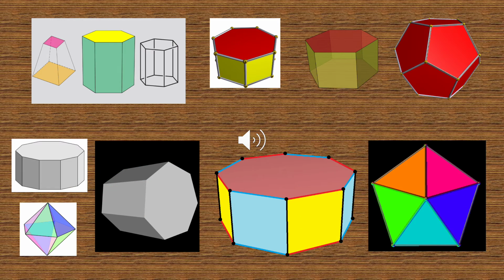Do you know about the prism? A prism is a three-dimensional shape with two identical shapes facing each other. These identical shapes are called bases. The bases can be a triangle, square, rectangle, or any other polygon. Other faces of the prism are rectangles.